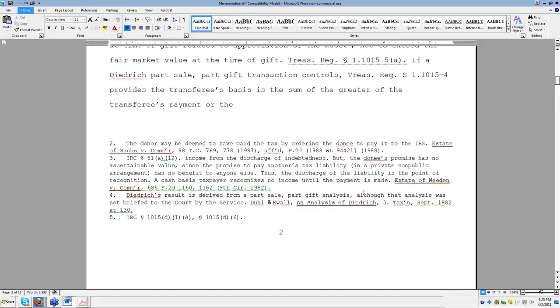Diedrich's result is derived from a part sale, part gift analysis, although that analysis was not briefed to the court by the service. Duhl, D-U-H-L, and Kwall, K-W-A-L-L, an analysis of Diedrich. Number 3, I can't read the rest of that. It says Taxes, September 1982 at 1:30. And number 5 says Internal Revenue Code Section 1015(d)(1)(A) and Section 1015(d)(6).